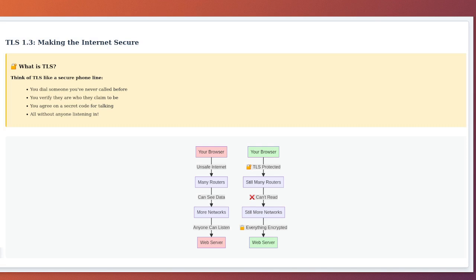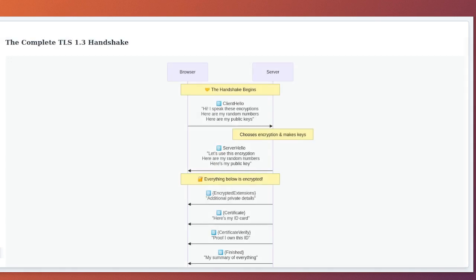We will see how your browser and a website perform an elaborate dance of messages, each one carefully designed to establish trust and create encryption keys without ever transmitting those keys. It is like a magic trick that happens billions of times a day, and today, you will understand exactly how the trick works. By the end of this presentation, you will be able to explain to anyone how secure internet connections really work. The secret handshake.